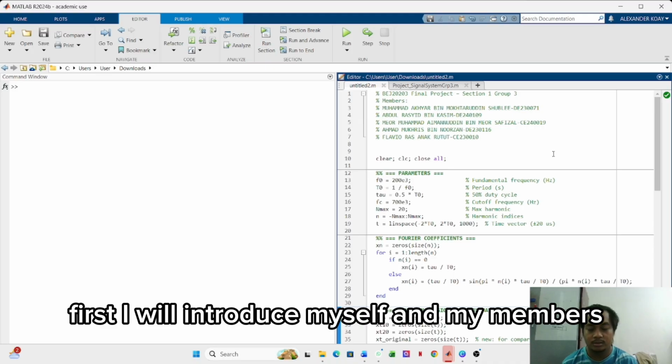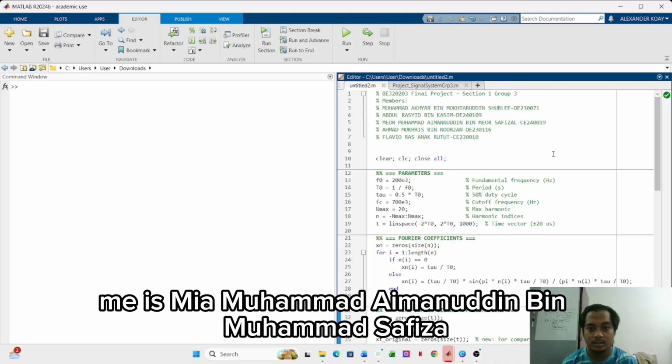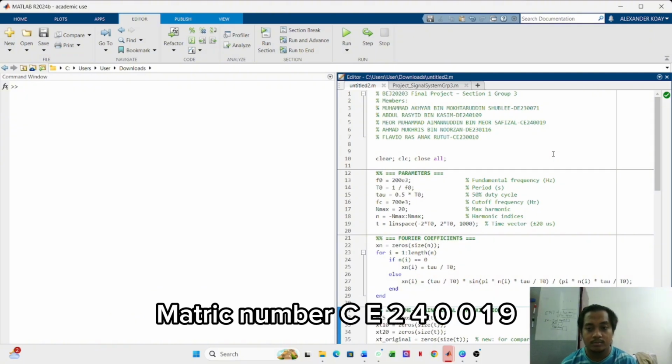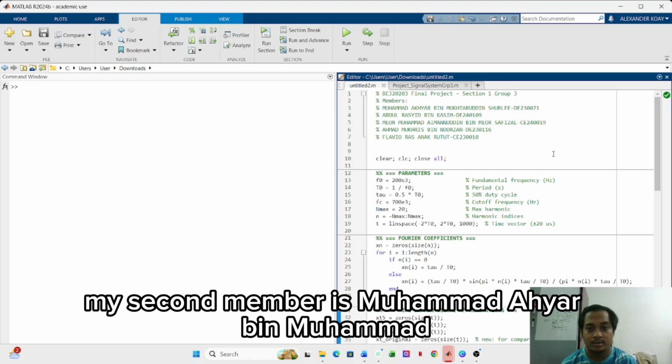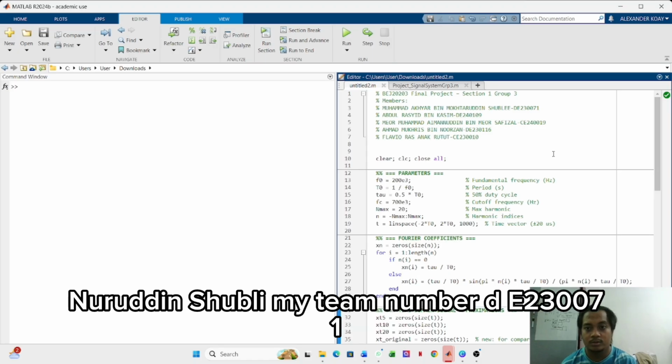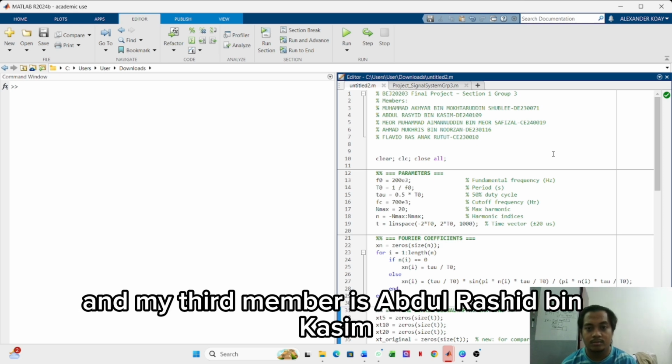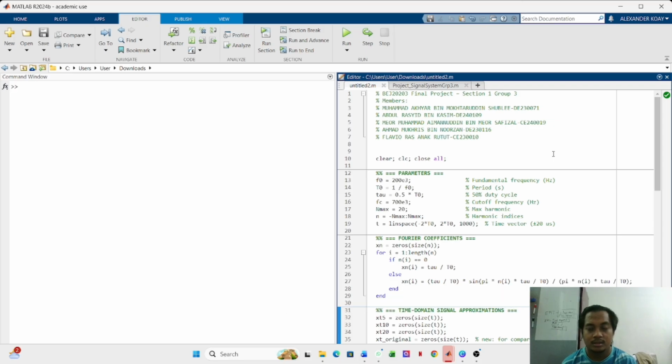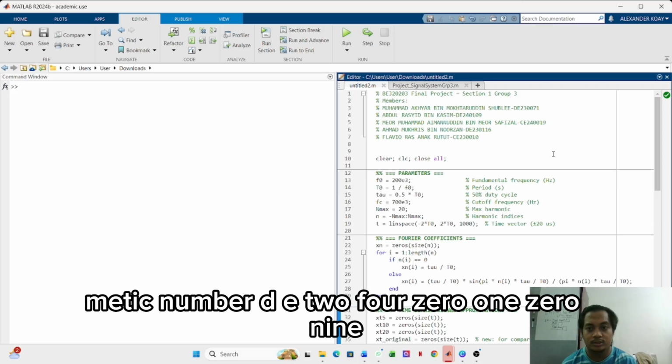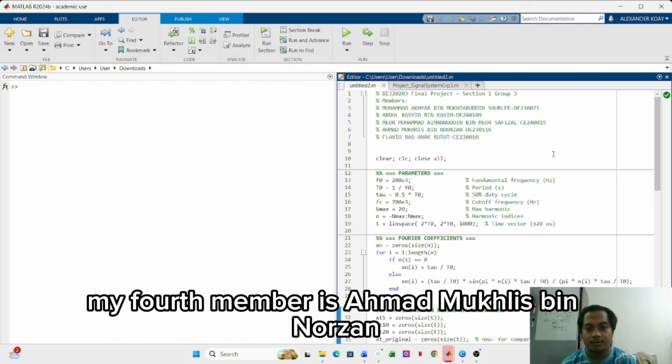First, I will introduce myself and my members. I am Meor Muhammad Aimannuddin bin Meor Faizal, matric number CE240019. My second member is Muhammad Akhyar bin Mokhtaruddin Shublee, matric number DE230071. My third member is Rasyid bin Kasim, matric number DE240109. My fourth member is Mukhris bin Noorzan.